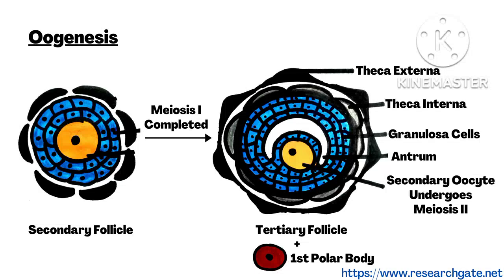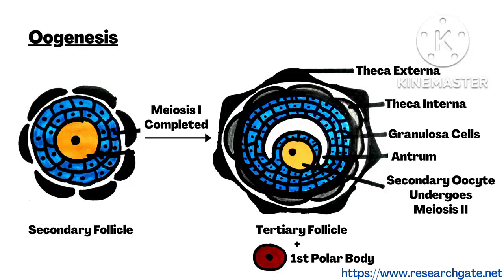Apart from this, the tertiary follicle shows another structural difference: the thecal layer differentiates and forms a theca externa outer layer and a theca interna inner layer. These two layers, the theca externa and theca interna, play an important role in the formation of androgens. Just after the granulosa cells, these two layers are present.